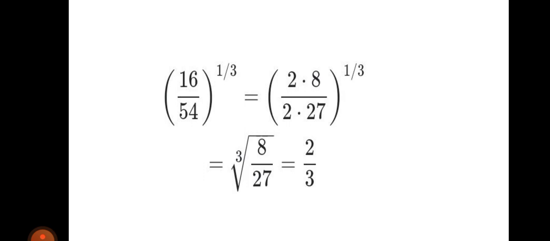Now, 8 and 27, no number can divide the two of them again. So now, what number can multiply itself to give us 8? That's 2 times 2 times 2 gives us 8, while 3 times 3 times 3 gives us 27. Therefore, 2, which is the root of 8, over 3, which is the root of 27, becomes our final answer. So this is as easy as anything.